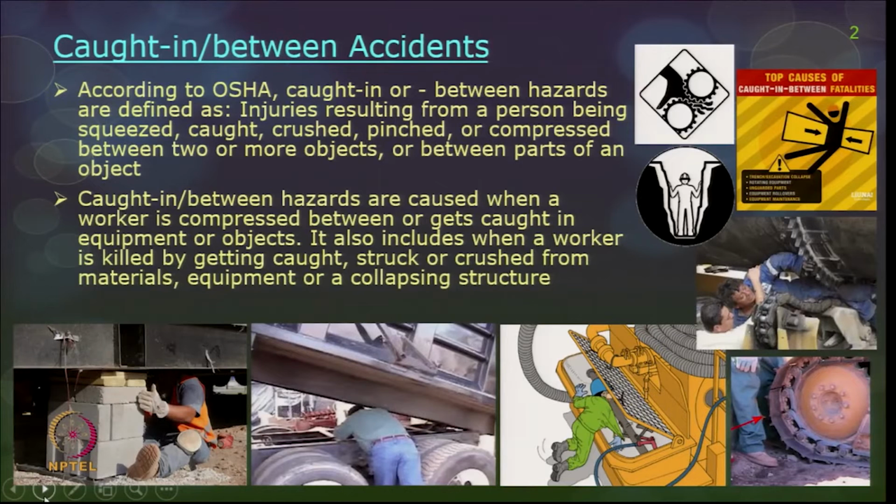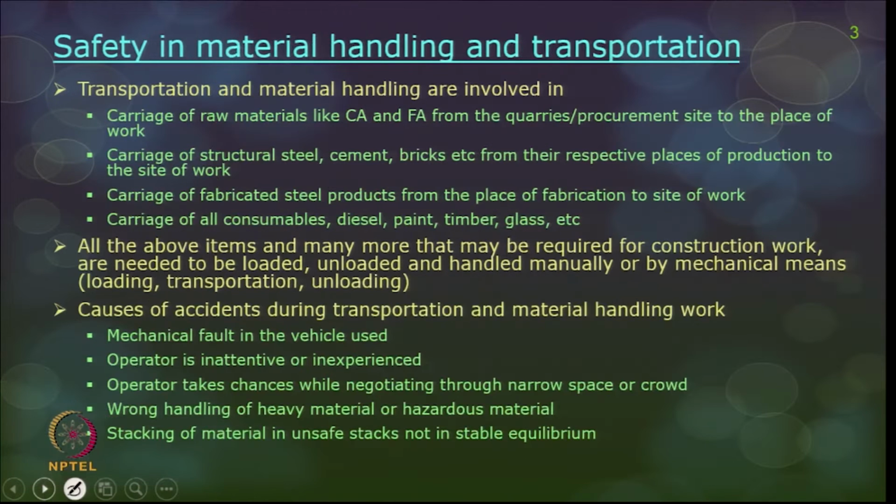Caught in is caught between two things, and caught between is in between two objects. For example, a wheel and a wall. The worker's leg is caught between. Or it occurs when a worker is compressed between, or gets caught in, equipment or an object. It includes when a worker is killed by getting caught, struck or crushed from material, equipment or even from a collapsing structure. Especially in a disaster collapse it can happen.